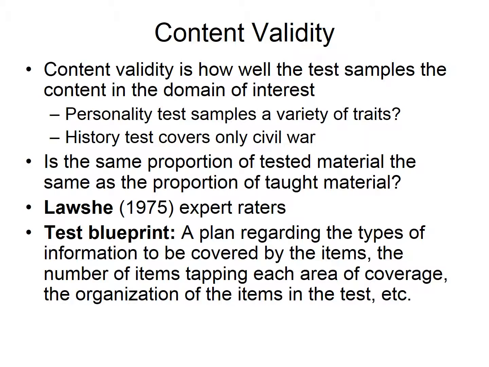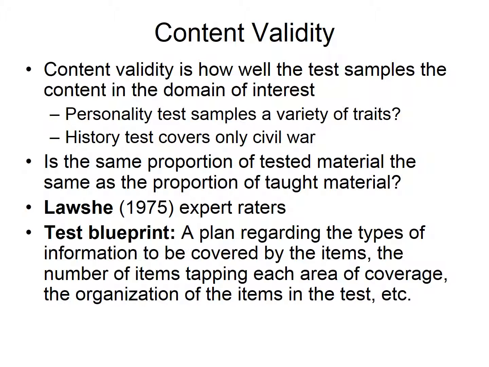Now, again, there are ways to make this a little bit less of a judgment call. Lawshe in 1975 came up with an entire system of using expert raters to generate a large pool of items to create the content, and then having experts rate each item on how well it represents the construct and whether or not it is essential to measuring it. Then you gather all of those raters' scores, and you take the very top ratings to create a smaller sample out of the pool.